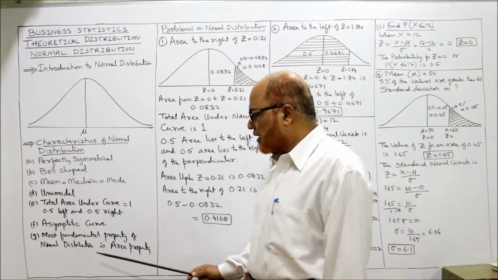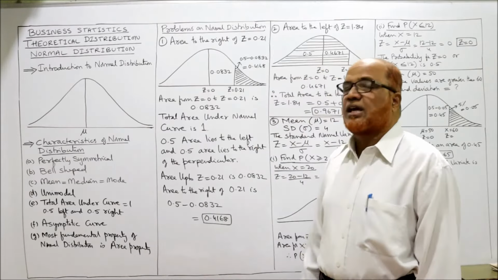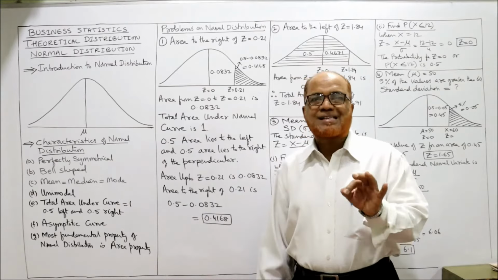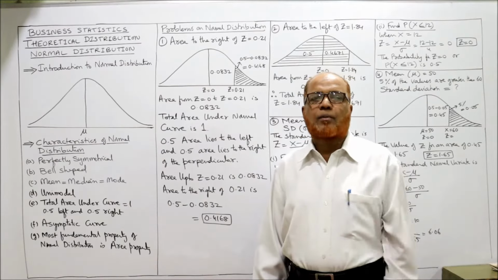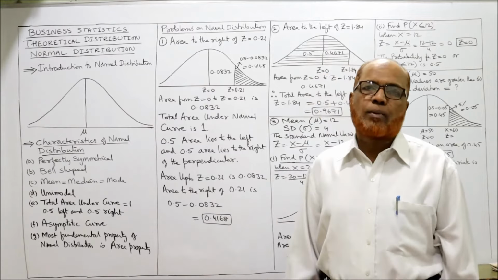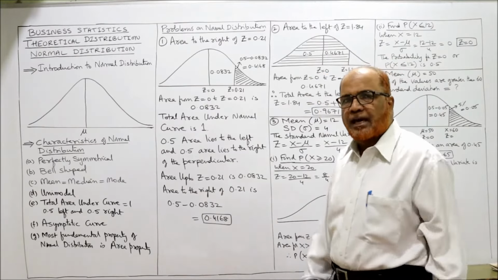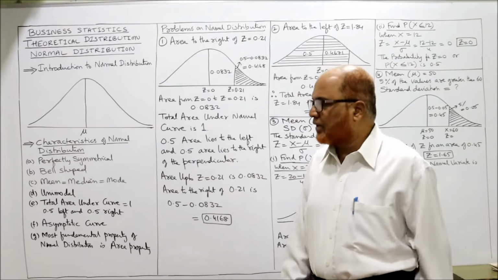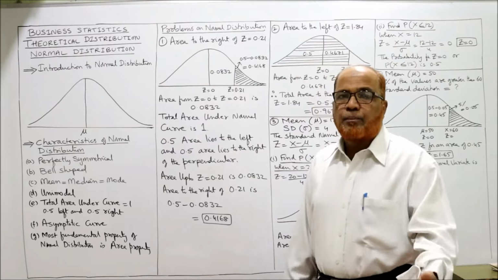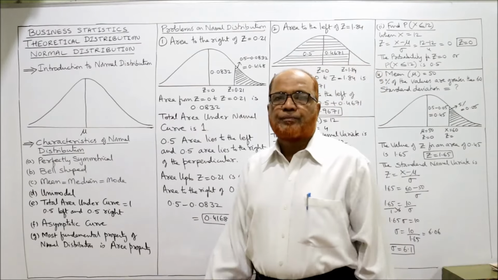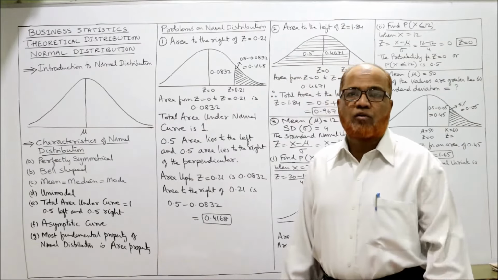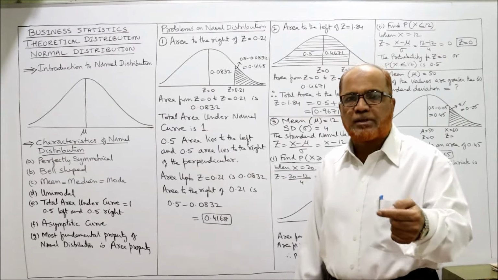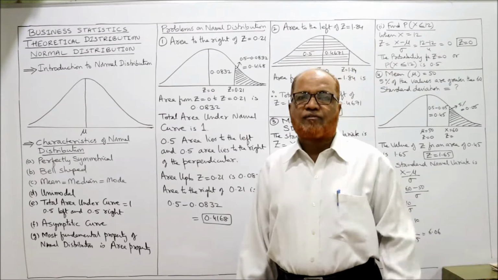Next, the last and most fundamental property of normal distribution is the area property. This normal distribution's main property is the area property. By using the area property, we are going to find out the probability of any variable. The area property is: the complete area is 1, 0.5 area left side, 0.5 area right side. The importance of this normal distribution cannot be overemphasized. It will be used in many situations where the variables may take a range of values.